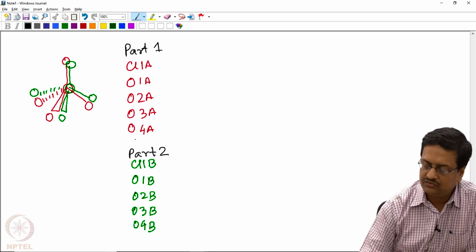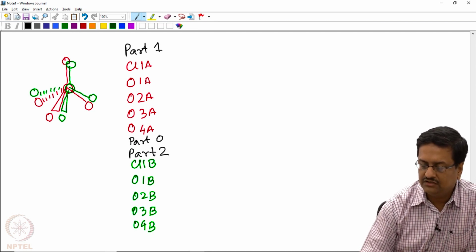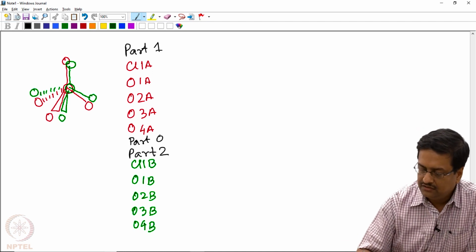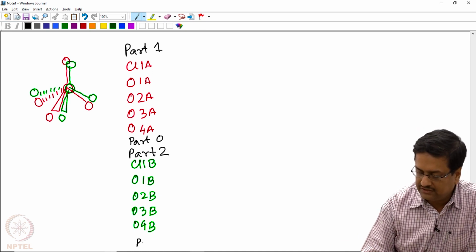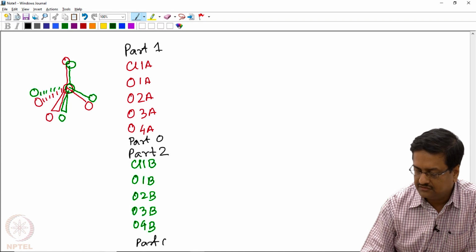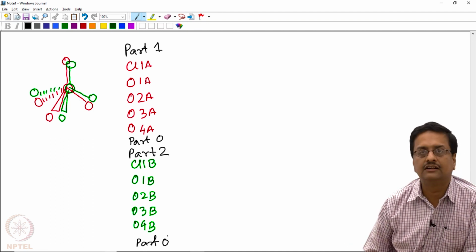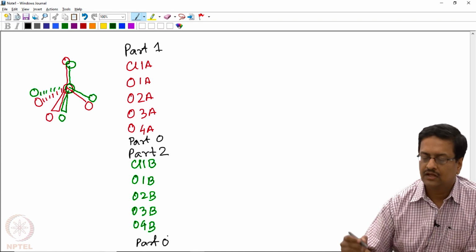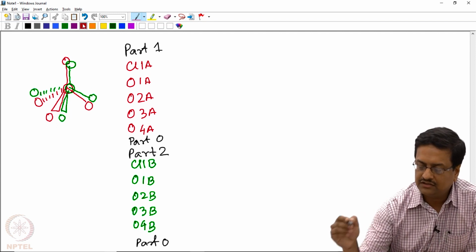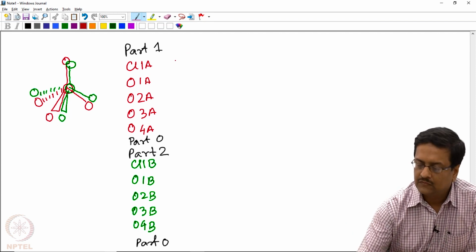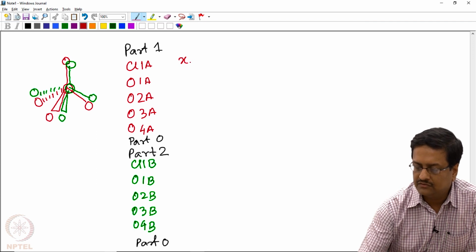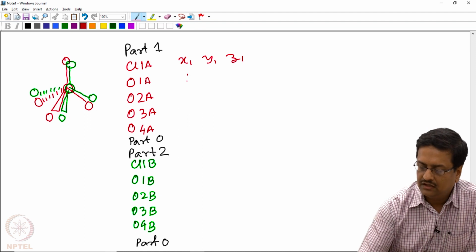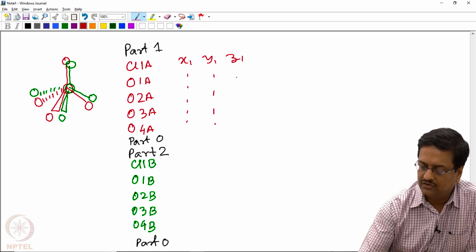We end that part 1 with a command part 0 in the INS file. You also end this as part 0, which means the disordered parts are over. Then what you have are the corresponding atomic coordinates x1, y1, z1 and all the atomic coordinates for all of them.